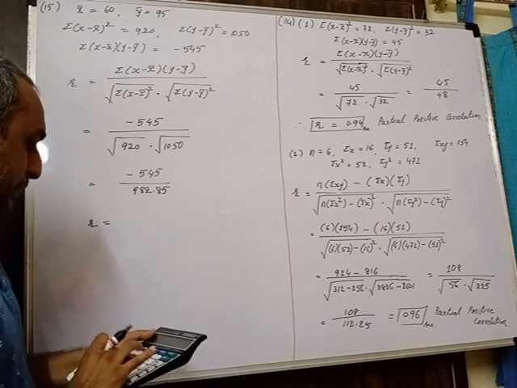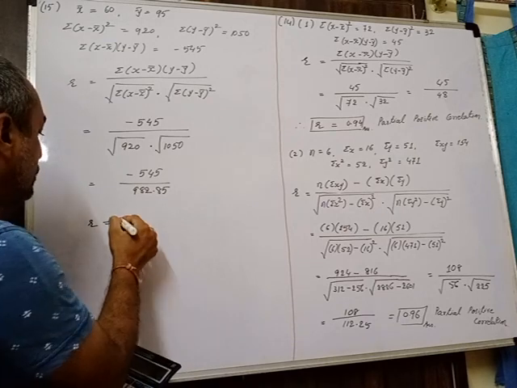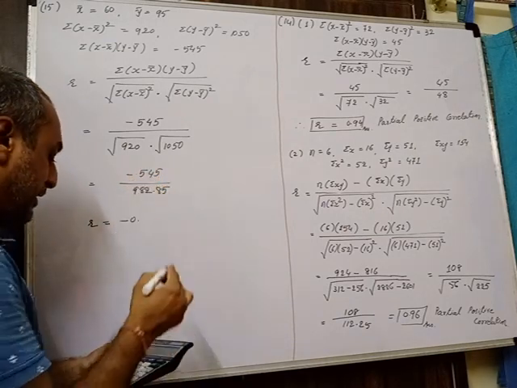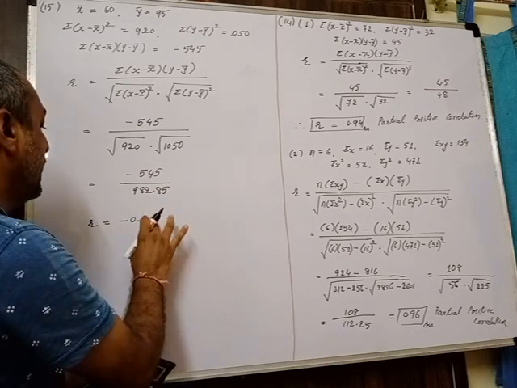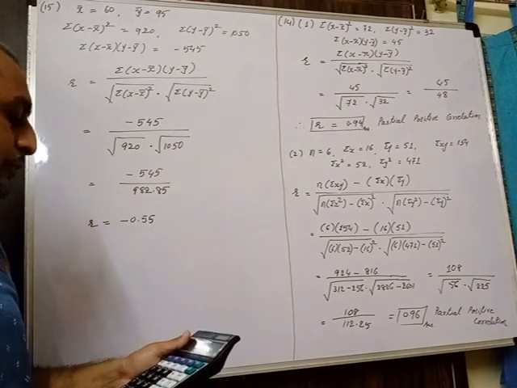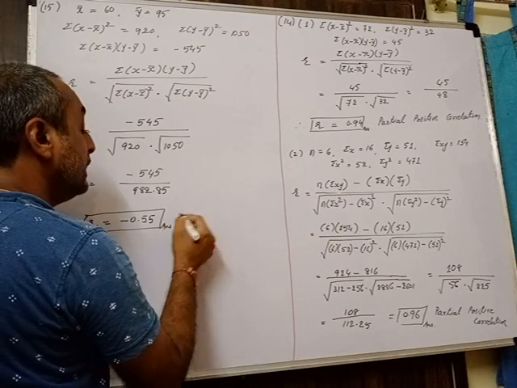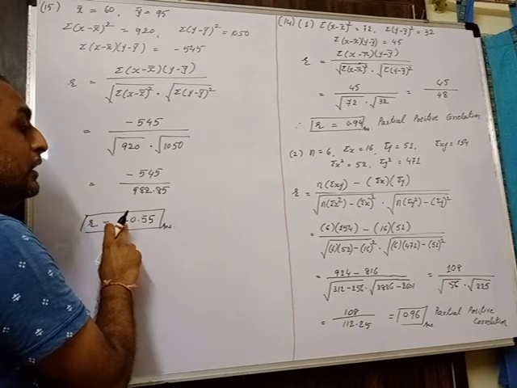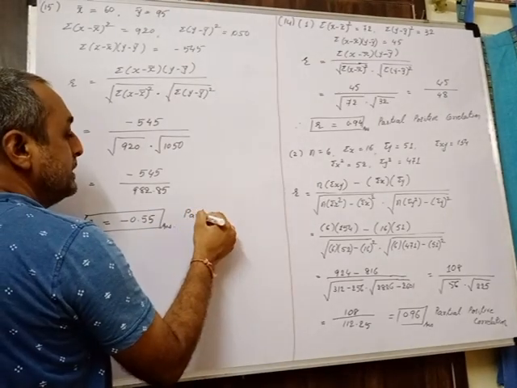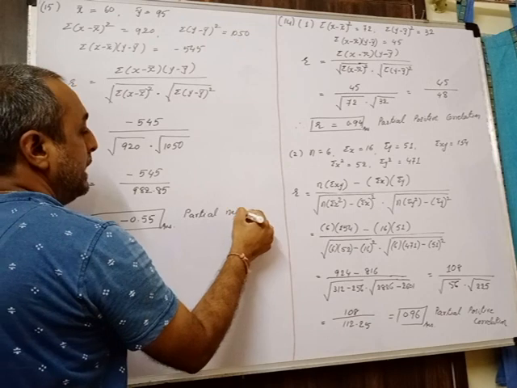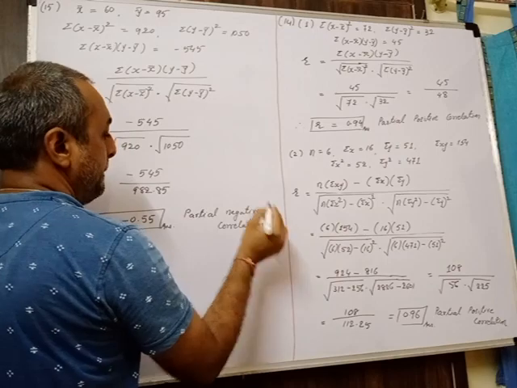Now the division will be our answer. So it is 545 upon 982.85. That comes to minus, because it is minus 545, minus 0.554. So you can take 0.55, and this is your answer. Now the interpretation: we got a negative correlation, and it is not exactly minus 1. So we can write here that it is partial negative correlation. This is your answer.